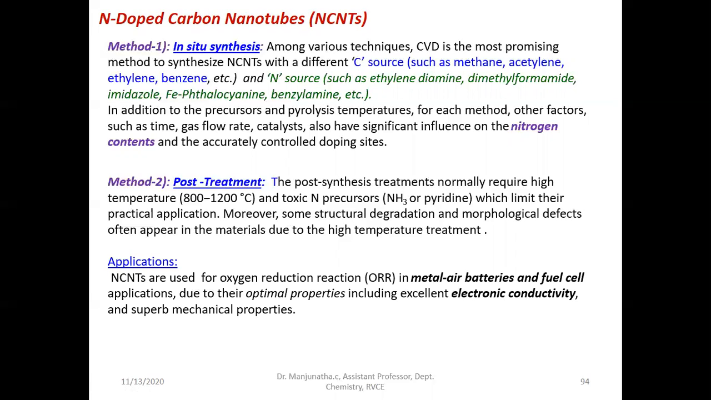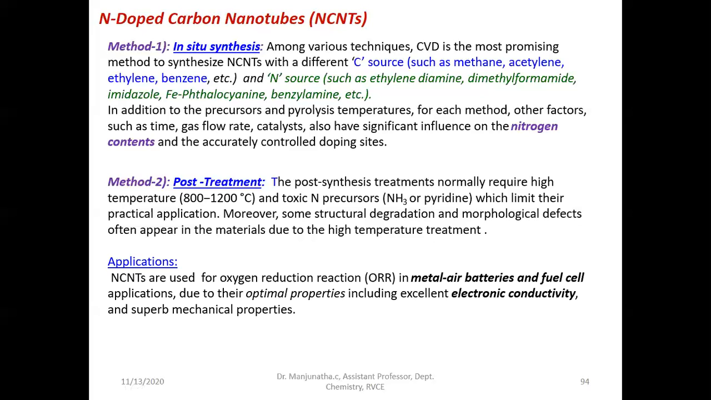Okay. And as I told you, these nitrogen doped carbon nanotubes find a large number of applications, especially in the oxygen reduction reaction, which is one of the main reactions in metal air batteries and especially fuel cells, and also in water splitting reactions. Okay, this is about doping.